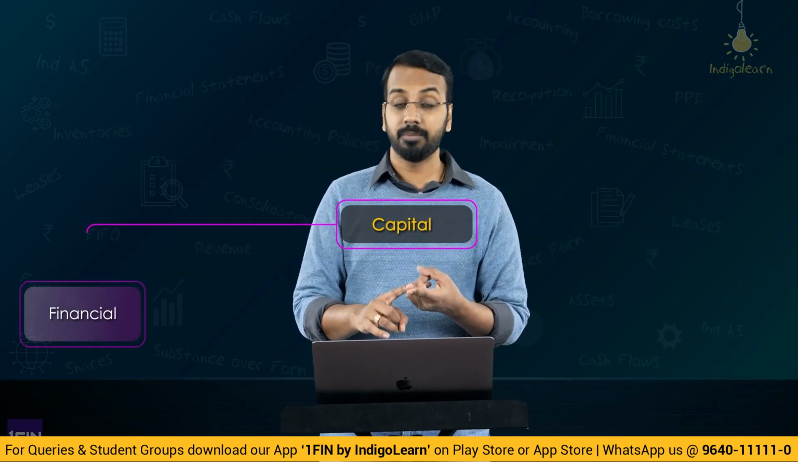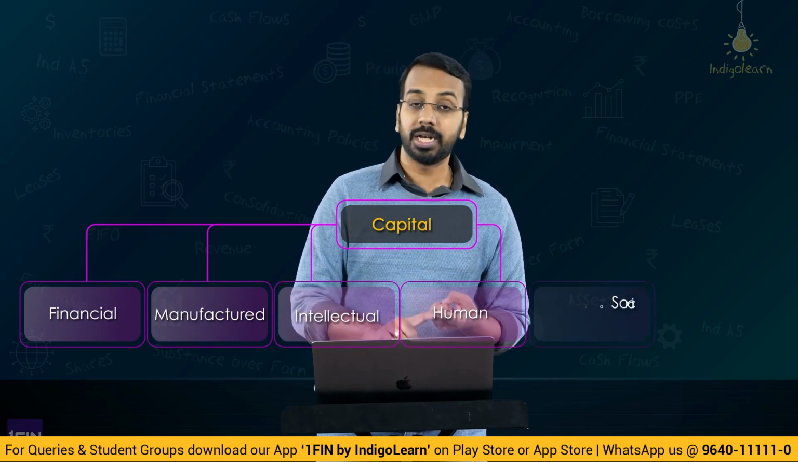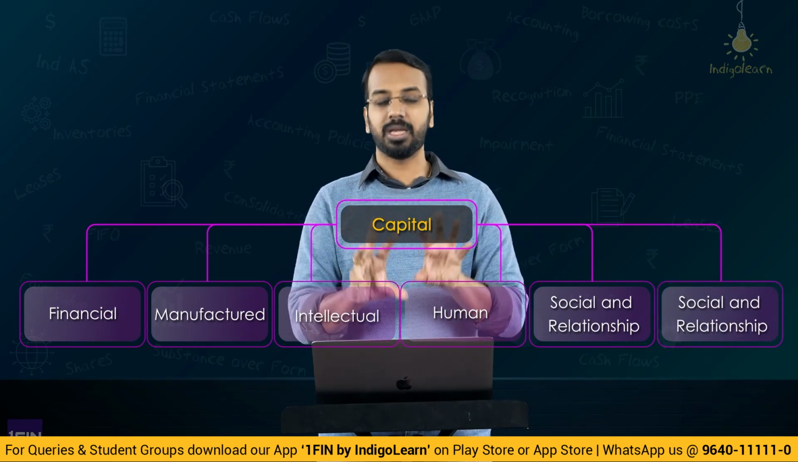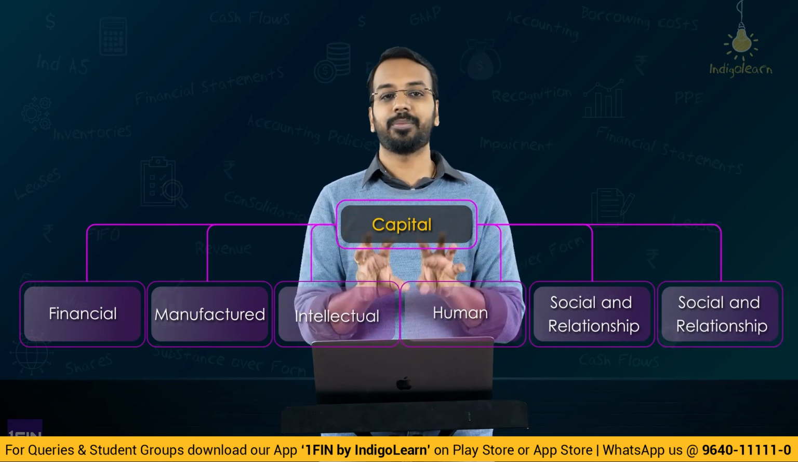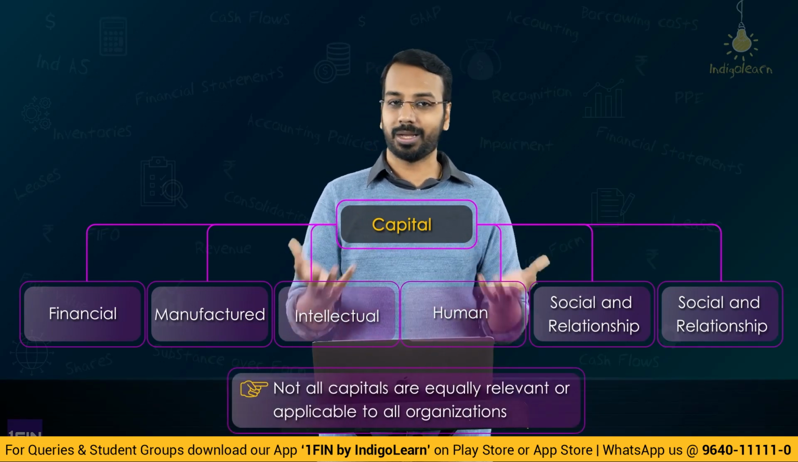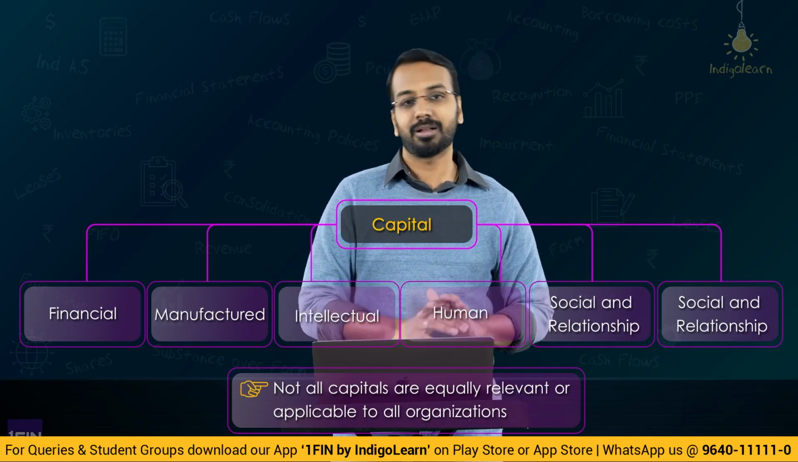So basically these are the 6 capitals: financial capital, manufactured capital, intellectual capital, human capital, social and relationship capital and natural capital. These are the 6 capitals, and you must be able to explain what each of these capital mean. Now, it is not necessary that all these capitals are applicable to all the companies. In some cases, all capitals may be applicable to a single company.